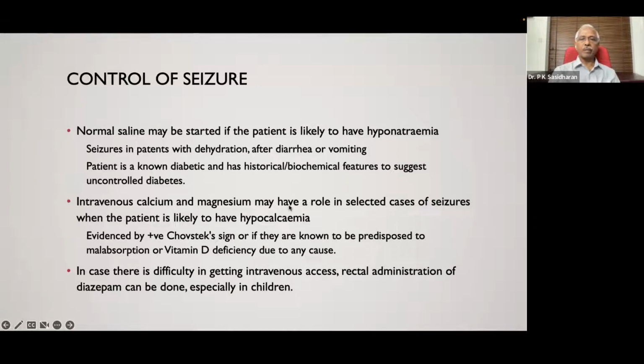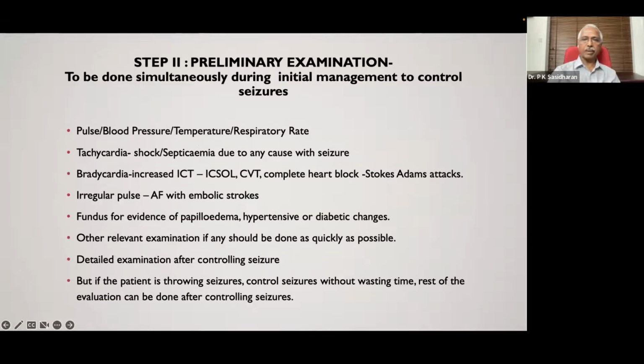Intravenous calcium and magnesium may have a role in selected cases of seizures when the patient is likely to have hypocalcemia, which again you can check by looking for Chvostek sign, or if they are known to be predisposed to malabsorption or vitamin D deficiency due to any cause. So one should explore the possibility of hypomagnesemia and vitamin D deficiency, even B12 and folic acid deficiency, by a detailed dietary history as you go on. In case there is any difficulty in getting intravenous access, rectal administration of diazepam can be given, in children at least.